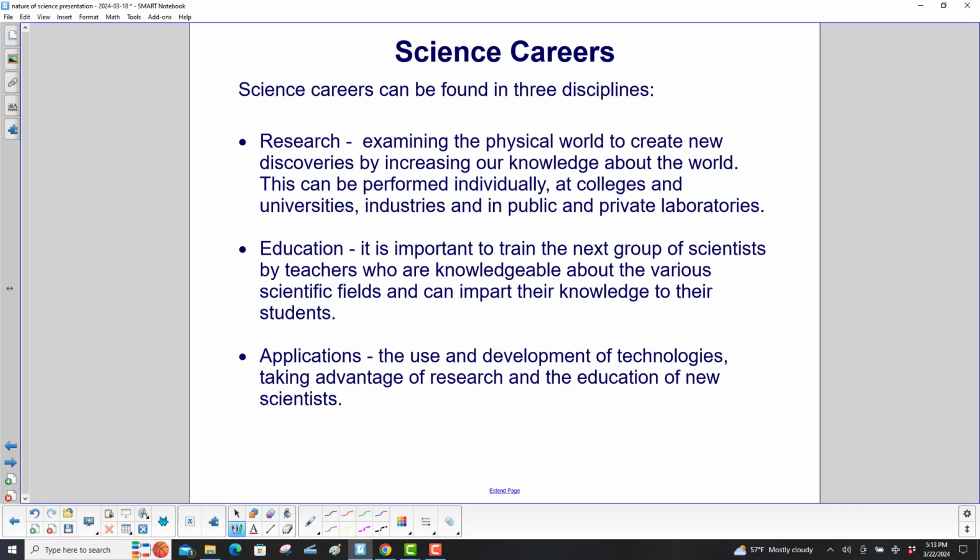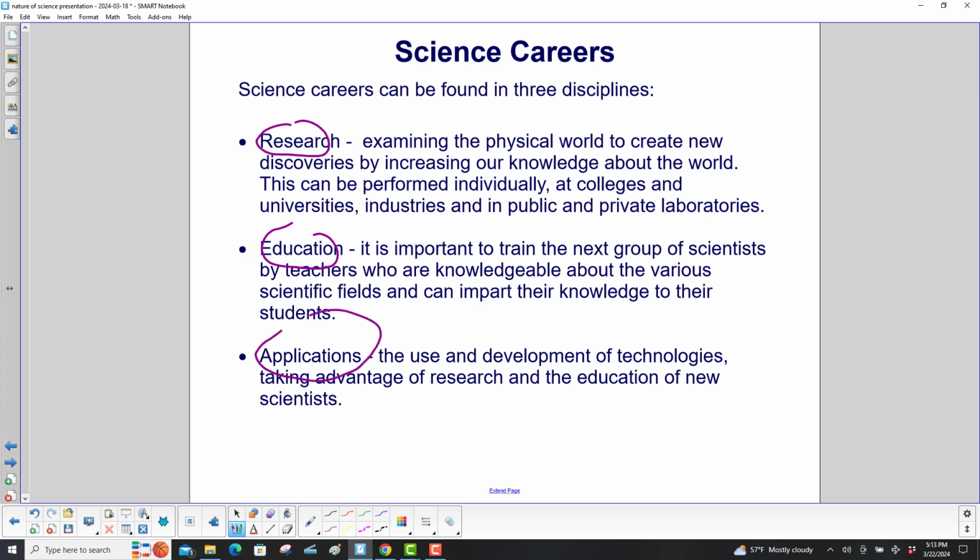Science careers can be found in 3 disciplines: research, which is examining the physical world to create new discoveries by increasing our knowledge about the world. This can be performed individually, at colleges and universities, industries, and in public and private laboratories. Education. It is important to train the next group of scientists by teachers who are knowledgeable about the various scientific fields and can impart their knowledge to their students.